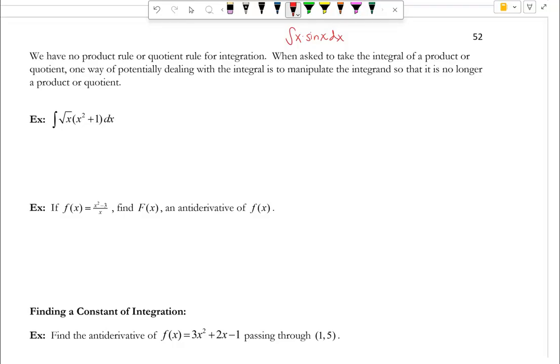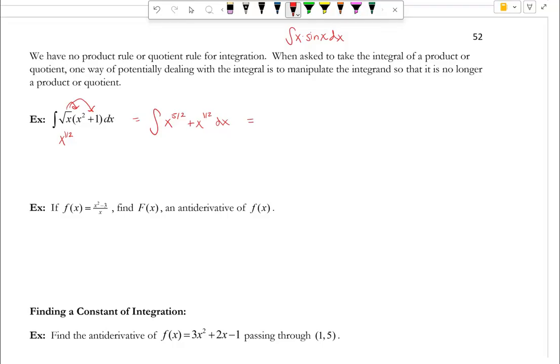What we can do, though, is eliminate the multiplication or division. So in this first example, we could eliminate the multiplication by distributing the square root of x, x to the 1/2 power, to x squared plus 1. So really, what I'm going to integrate is x to the 5 halves power plus x to the 1/2 power. All we did was distribute the square root of x to both of those terms.